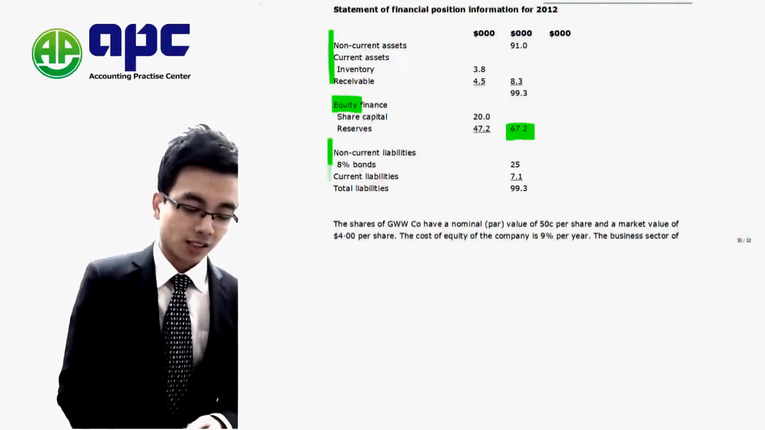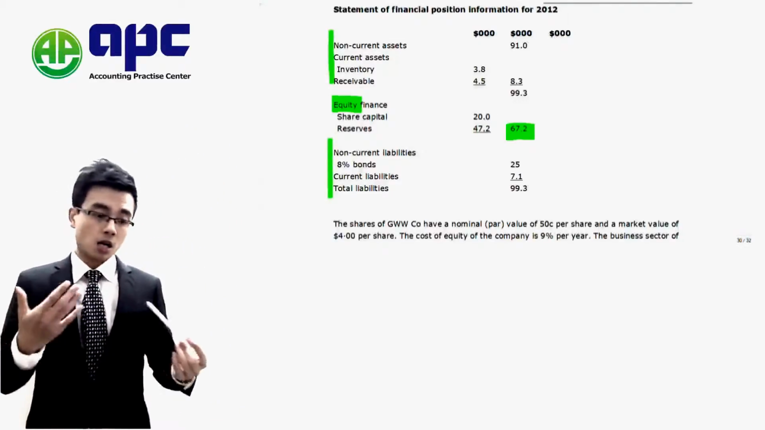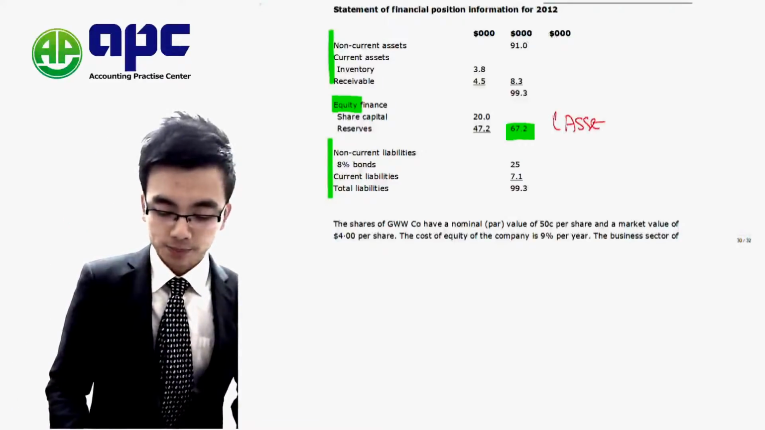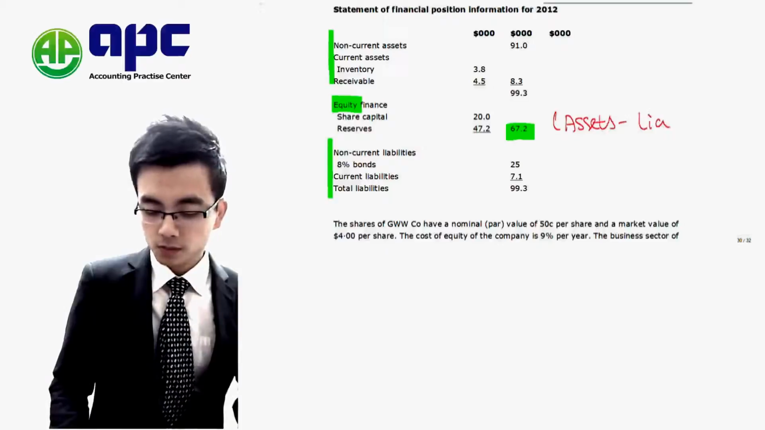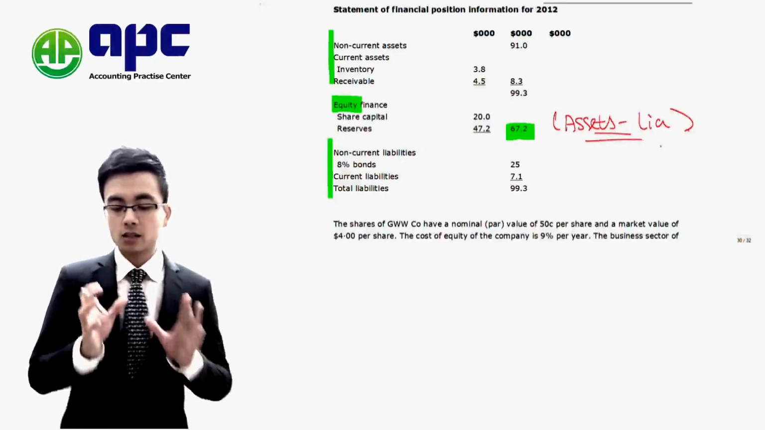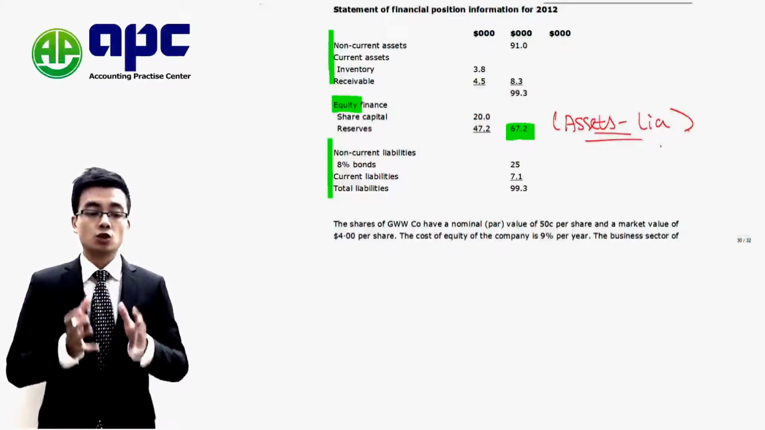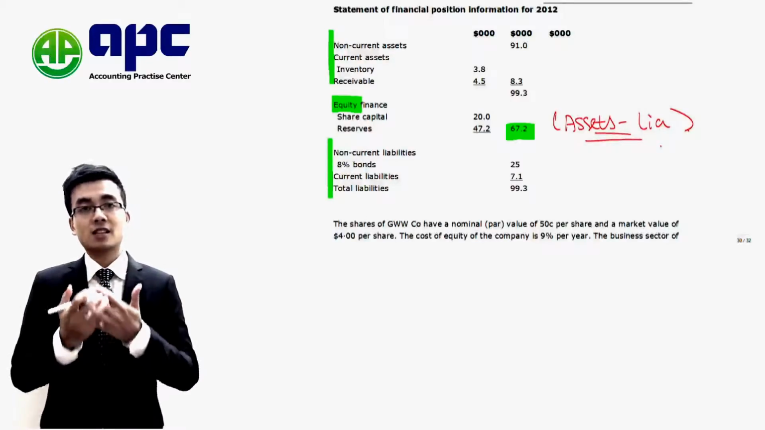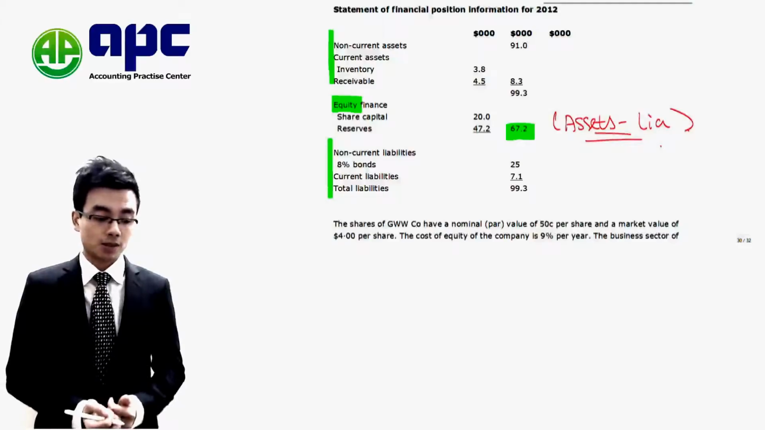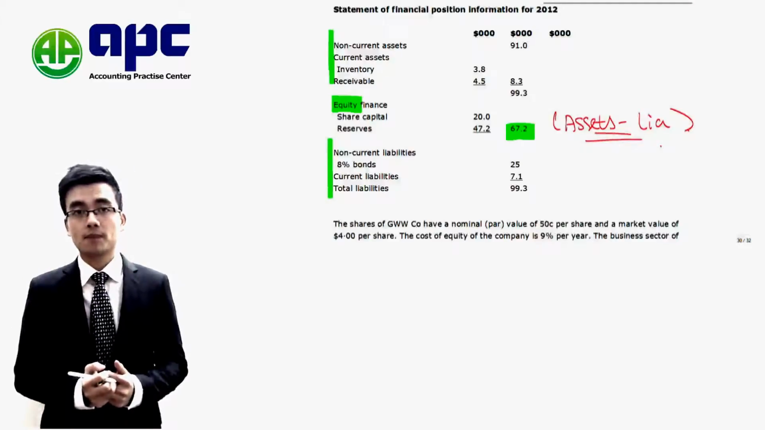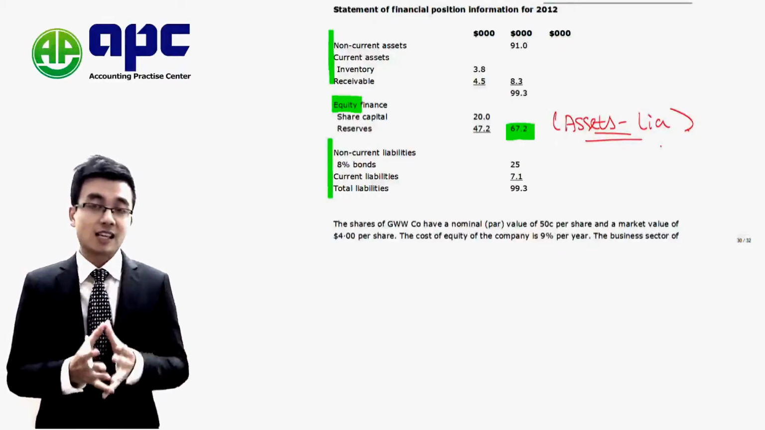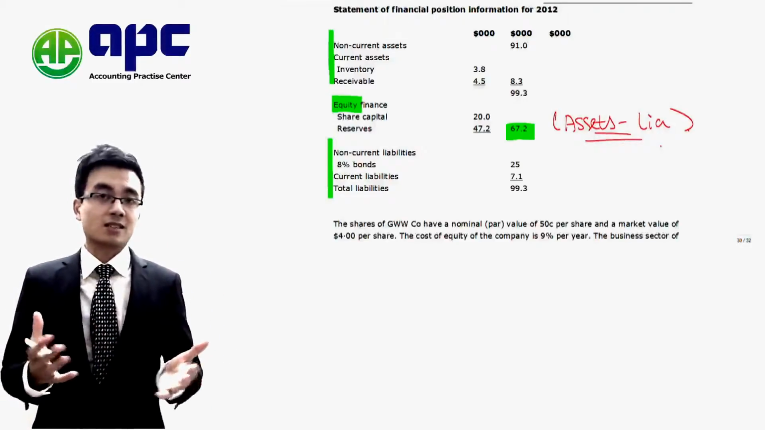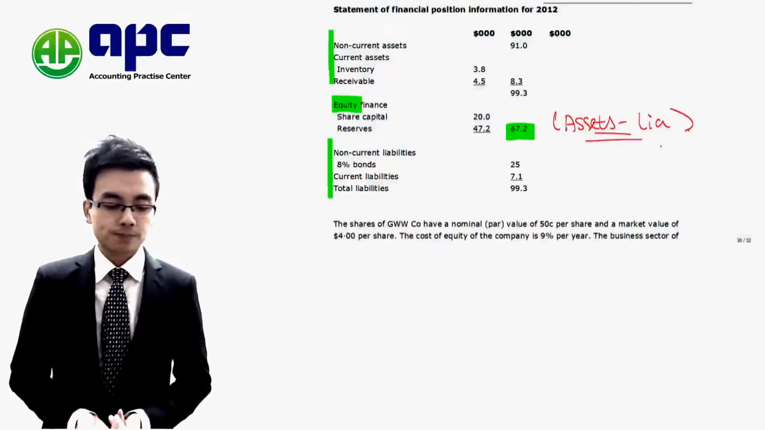non-current asset, current asset minus the liability. So equity equals asset minus the liability. So the 67.2 shows the net figure, the net benefit that the shareholder can accept as a result of it. But this equity, 67.2, will need to be adjusted in some circumstances.